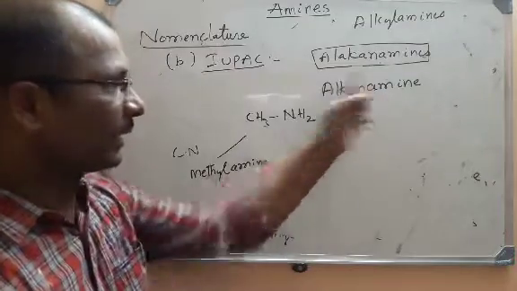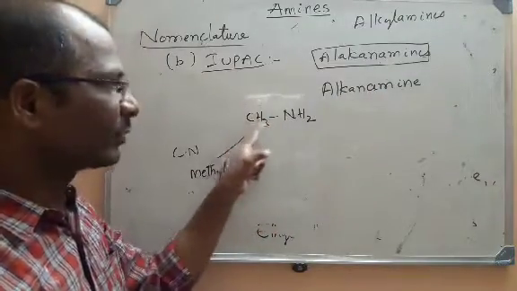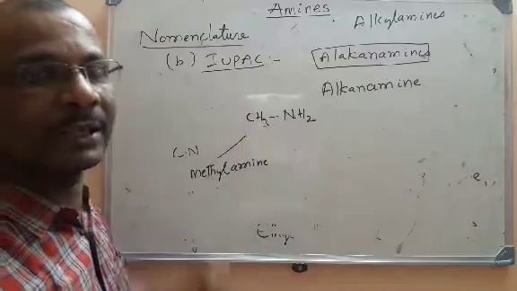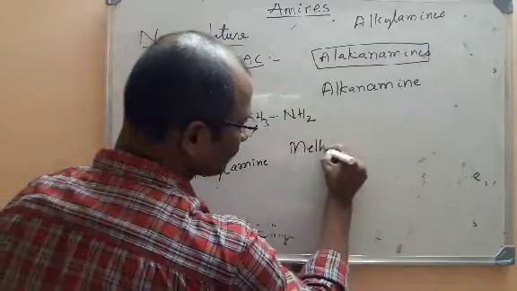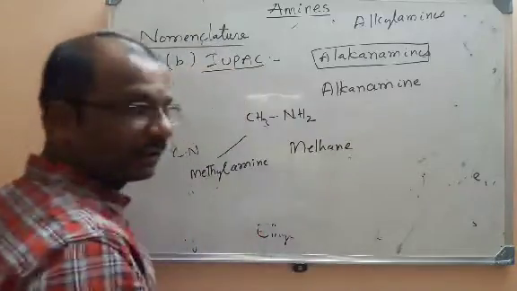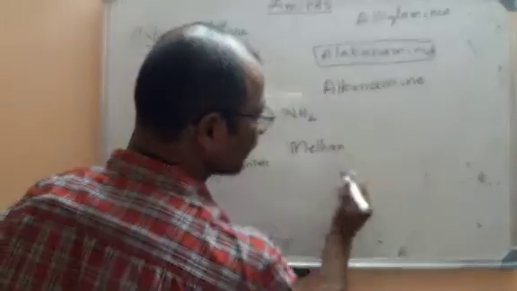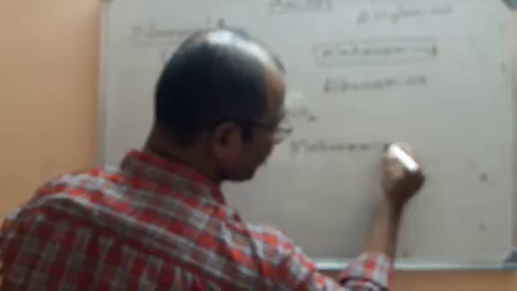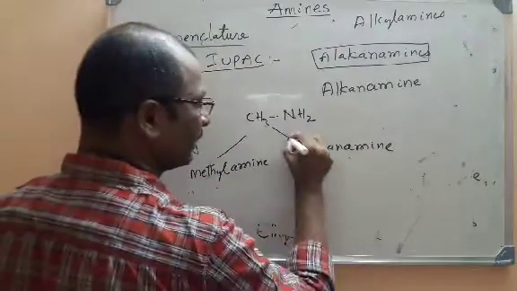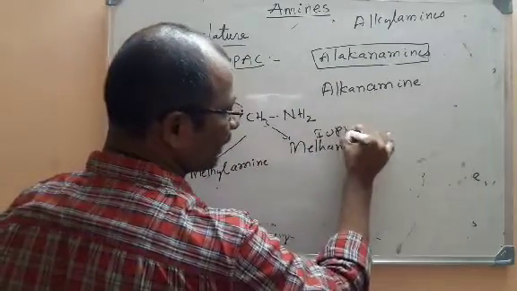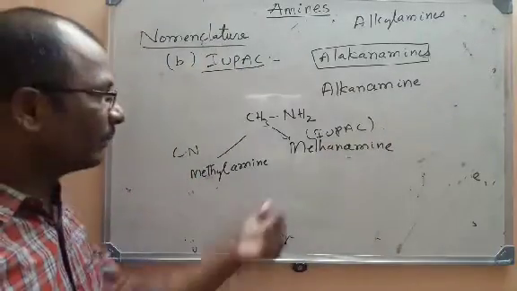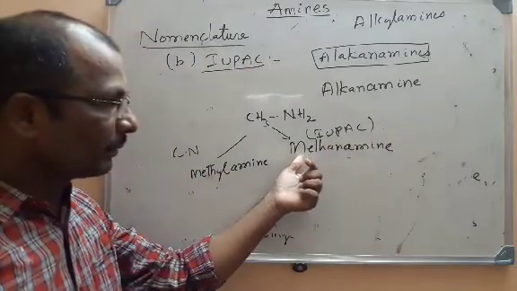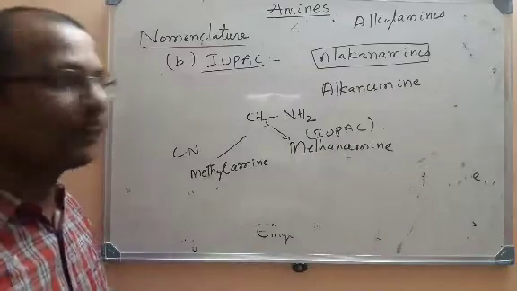So alkanamine, what is the alkyl group here? Methyl. What is the corresponding alkane? Methane. So what we'll write is methane. But I told you that the E is replaced with amine, so it will become methanamine. This is the IUPAC name. Methylamine is its common name, whereas methanamine is the IUPAC name.